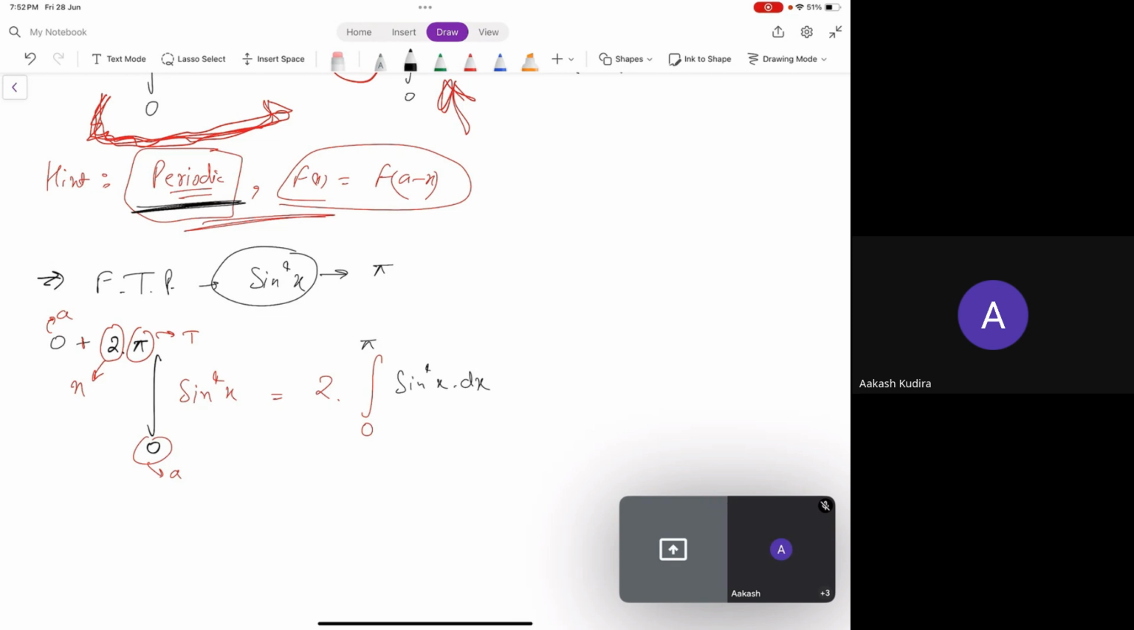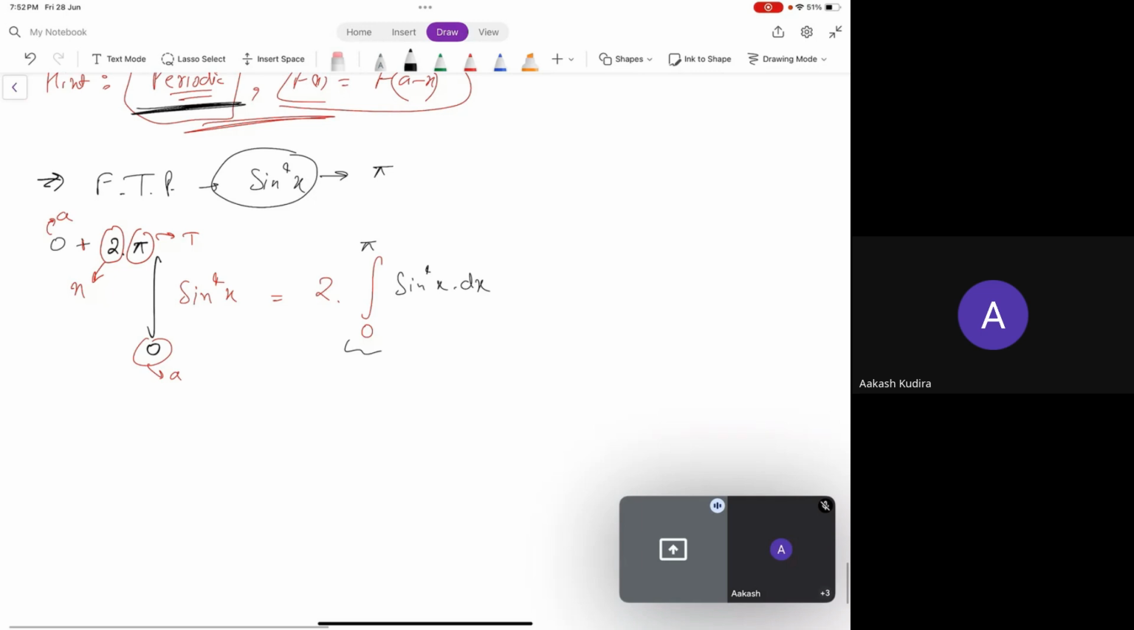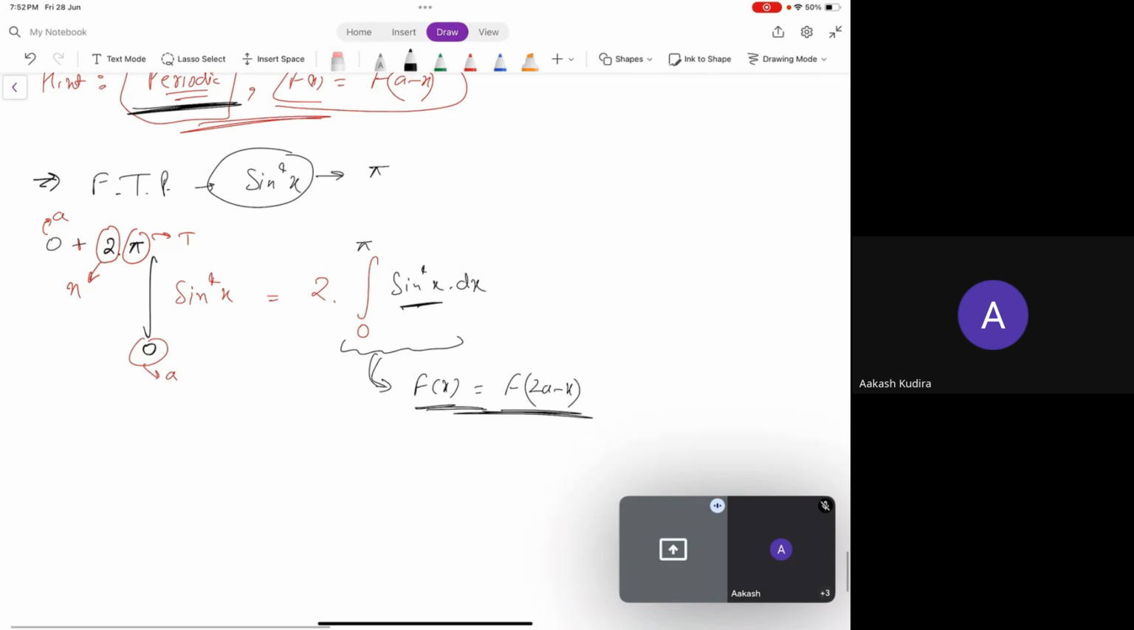Now see, what should be the next step? Now you can see here that we will apply this property. If this is fx, the property which you told me just now, I will apply this property again here: fx equal to f2a minus x. Obviously this property is applicable here, because you can check, fx is this, and f of 2a minus x means pi minus x, obviously the same function.